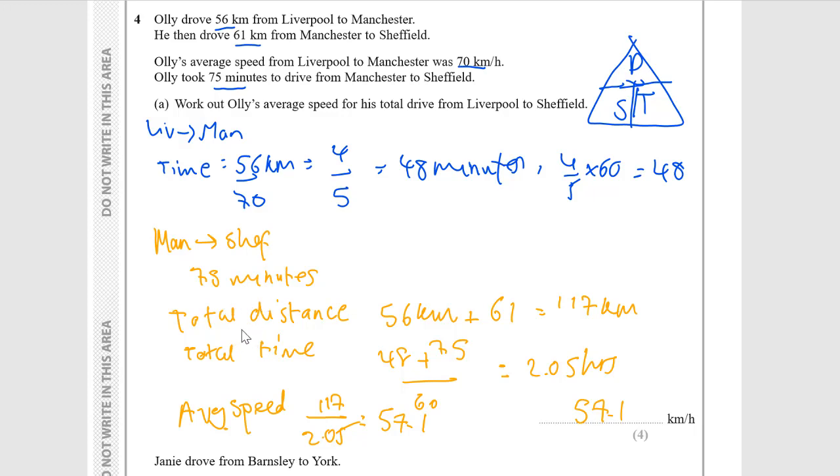And then that means the total distance was 56 plus 61, which gives 117 kilometers. And the total time was 48, which we got from here, plus 75, which we got from there, which gives us 2.05 hours because we divide by 60, and this is in minutes. And then the average speed is going to be the distance over the time, and that is 117 over 2.05, which gives us 57.1 kilometers per hour.